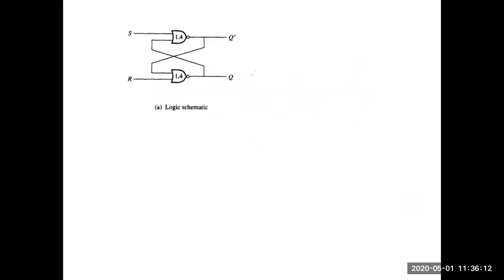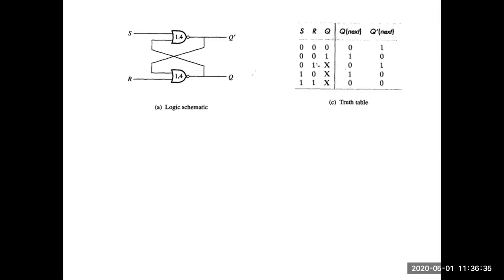Now let us take an example of our SR flip-flop. Here the delays are given to us. We have two NOR gates, and let us say 1.4 unit time is the delay of these two NOR gates. Q and Q bar are its outputs. So its truth table will be something like this.